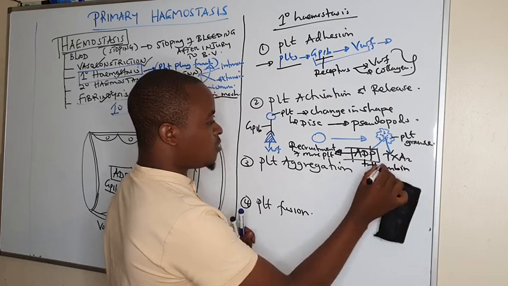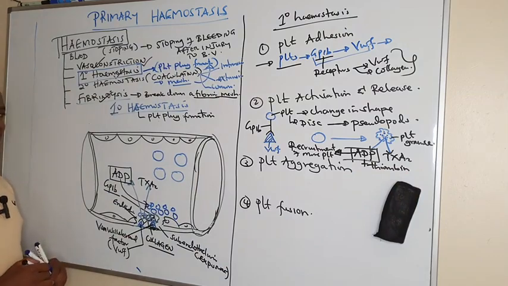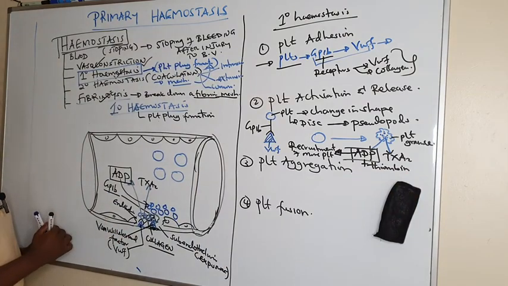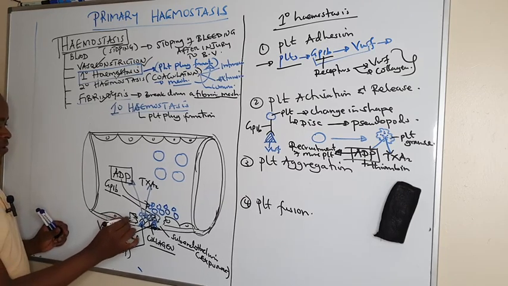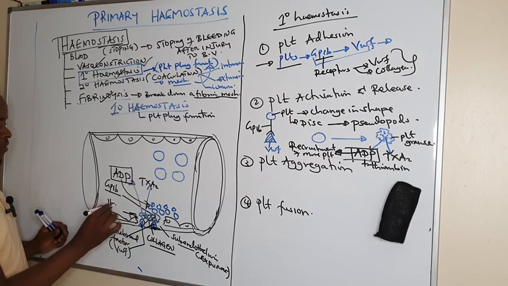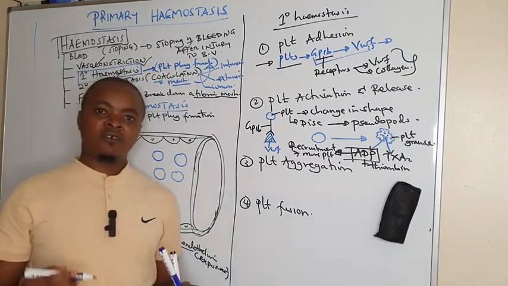Thrombin also plays a role. Thrombin is always found on the endothelial lining of the blood vessel. So at the side of the injured site, we have also another coagulation factor known as thrombin. And this thrombin, together with ADP, they cause more recruitment of platelets.